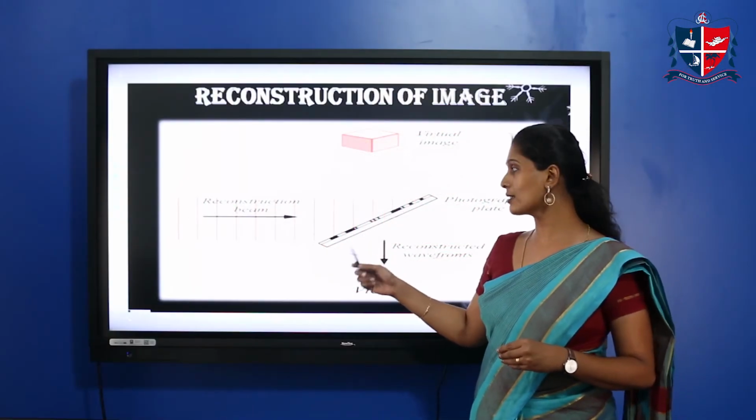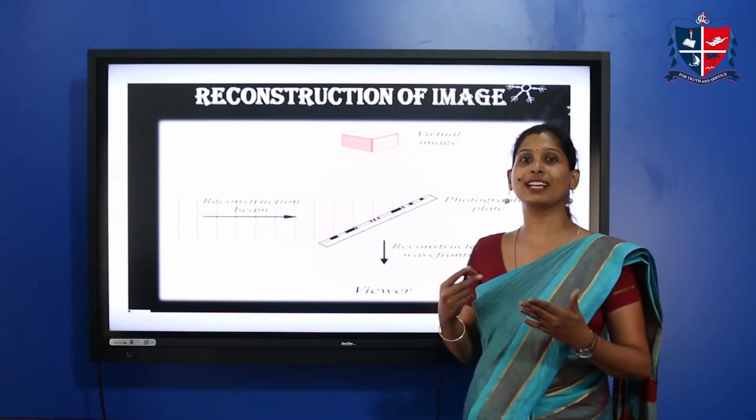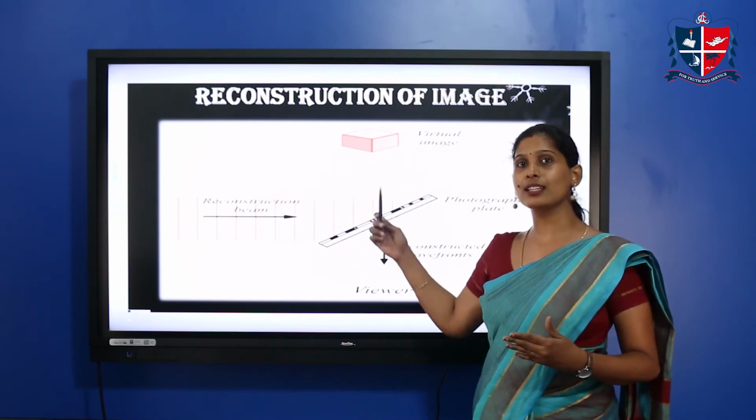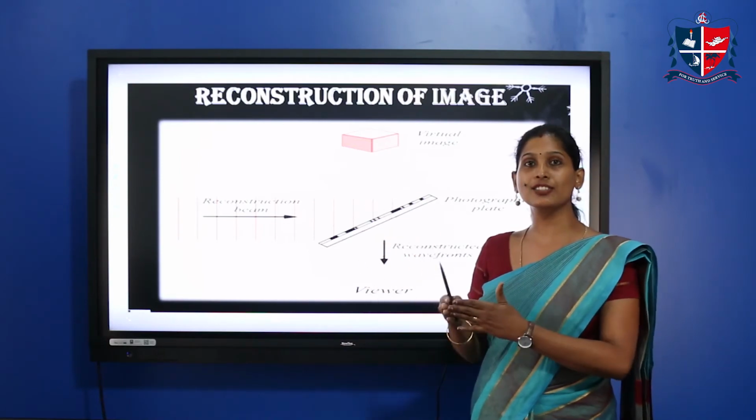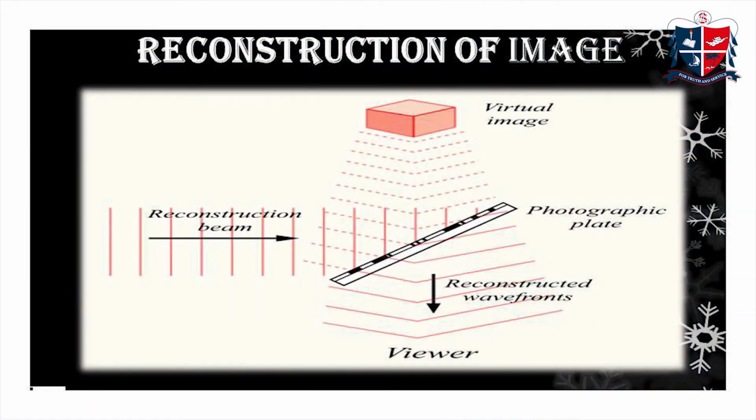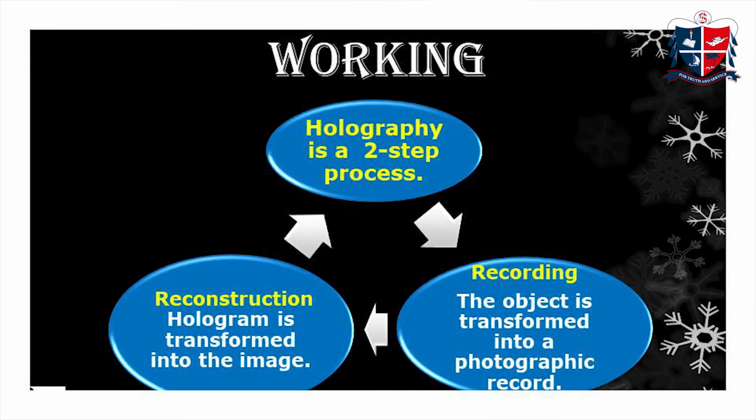Then what happens is that the hologram will act as a diffraction grating, and the secondary waves arising from the hologram will interfere constructively in some directions and destructively in certain other directions. Then a real image will be formed in front of the hologram and a virtual image will be formed behind the hologram. The light rays diverging from the virtual image will be observed by the viewer. That is how we view the hologram.